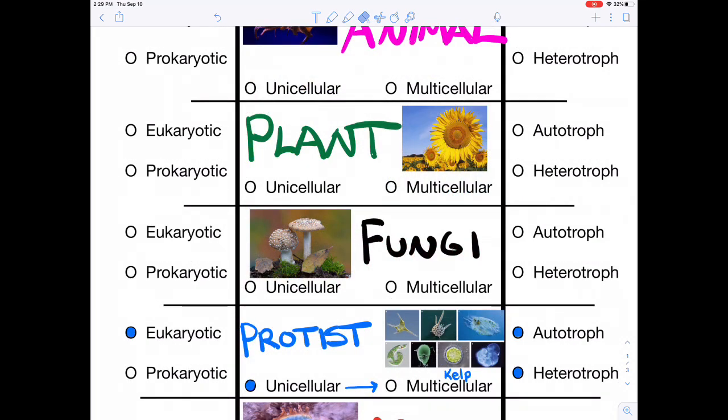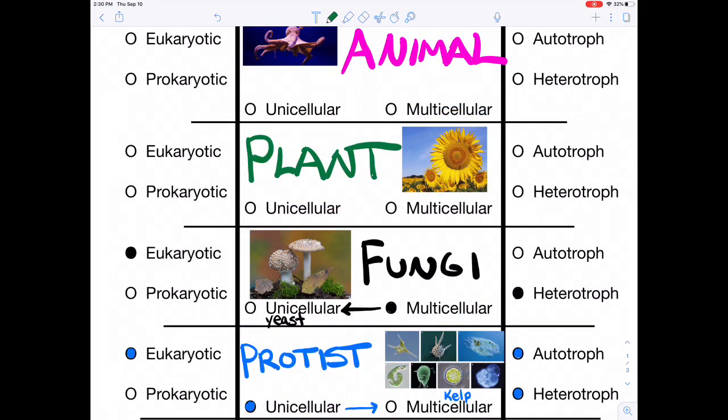Moving on to our fungi kingdom. Our fungi kingdom are eukaryotic. They have a nucleus. The fungi, as far as how many cells they're made up of, are mostly multicellular. There are some single-celled organisms, and those organisms are what we refer to as yeasts. And then fungi are heterotrophic. They break down other organisms and use other organisms as their source of energy.